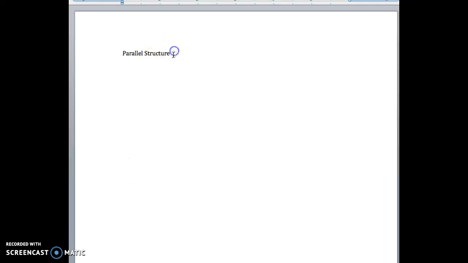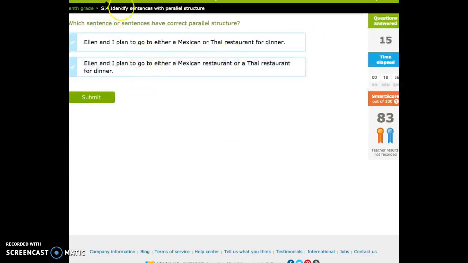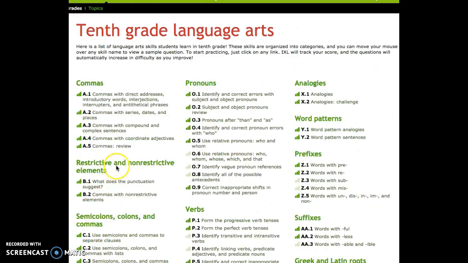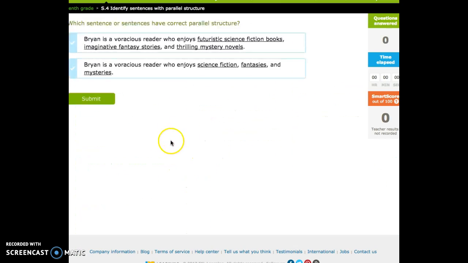All right, today we're going to go over parallel structure. I wanted to make a quick video for you because I know a lot of you had a hard time with S.4 in IXL. Again, parallel structure. So I'll do some examples with you real quick. I'll try to teach you a little bit about what exactly it is. And like I said, we'll do some examples and get you hopefully to a pretty good score on here so you can see some difficult examples. And the whole thing should take us less than 15 minutes.